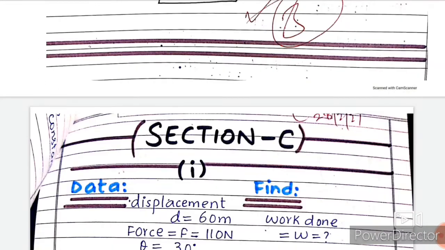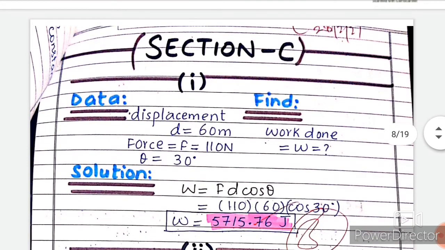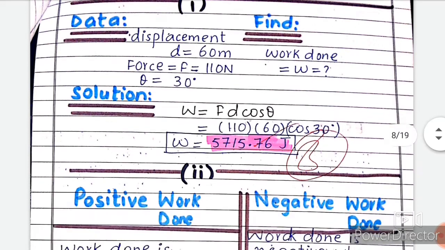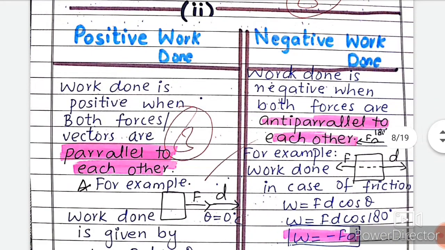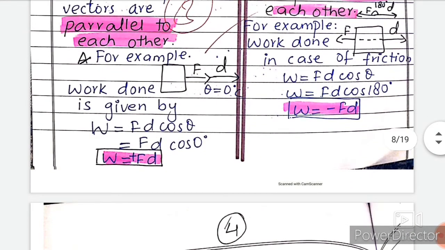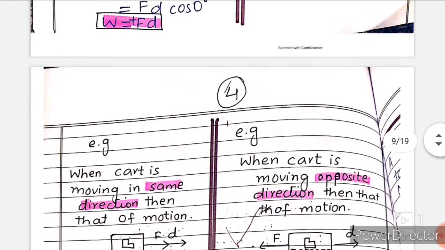Then moving towards section number C, in which part number A is numerical. In this way you can solve numericals. Write first data, then find, then solution. Then part number 2, positive work done and negative work done. In this way you can highlight the important points or write in bold letters.